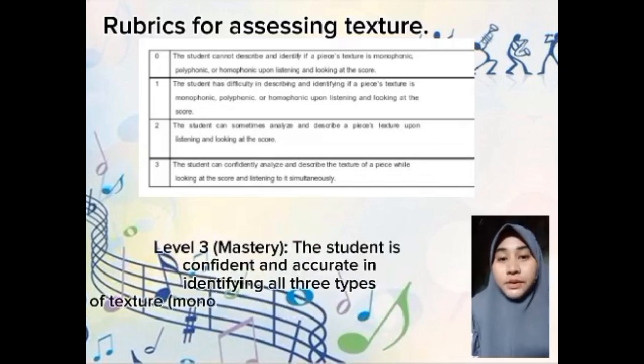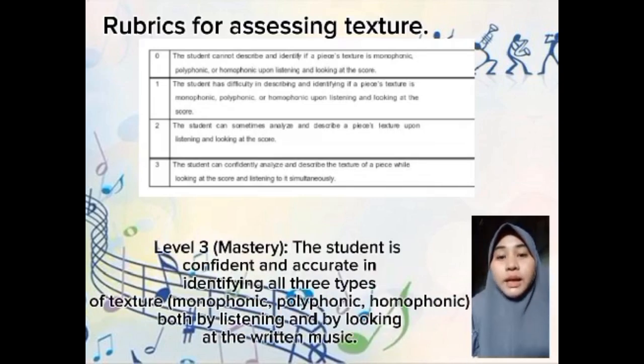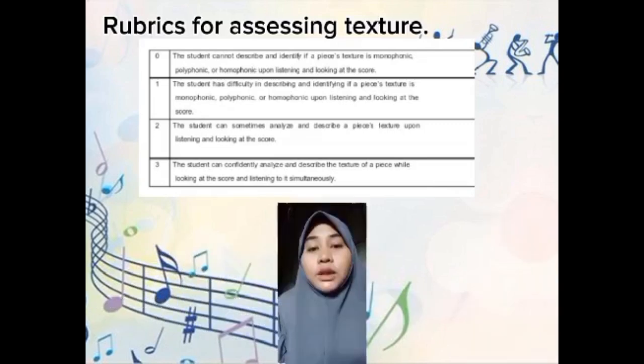Level 3, mastery. The student is confident and accurate in identifying all three types of texture, which are monophonic, polyphonic, and homophonic, both by listening and looking at the written music. So, all in all, this rubric is likely used in a music education setting to assess a student's progress in understanding a fundamental aspect of music theory, and also helps teachers measure how well a student understands a key part of music theory.